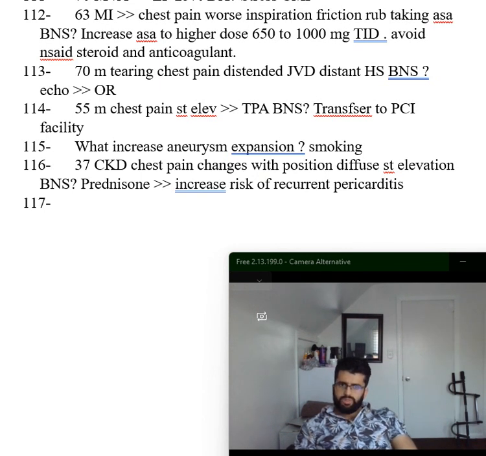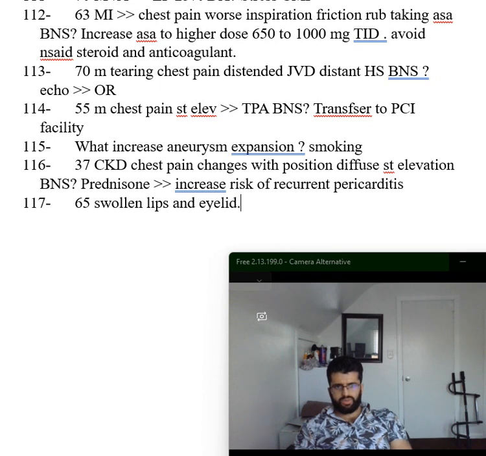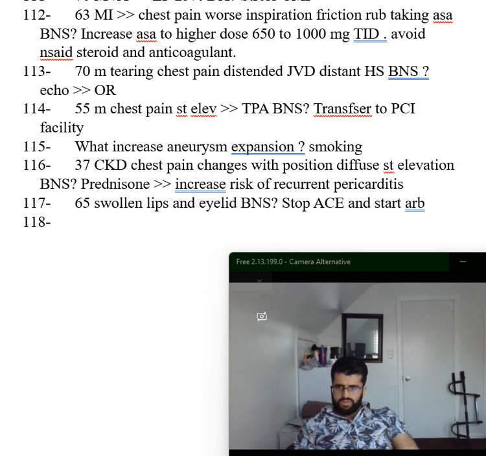Alright, so now a patient came in, 65, with swollen lips and eyelids. Now you know what I'm going with this. This one is angioedema. So what is the best next step? Stop ACE inhibitor and start ARB. Stop ramipril, start losartan. Alright, this patient has a fluttering in the chest. So AFib with mitral stenosis, what do you treat with? You give warfarin.